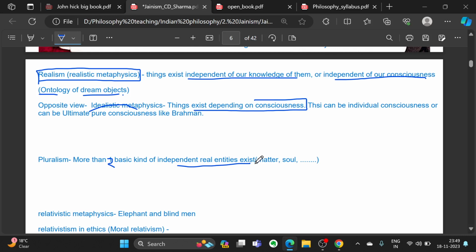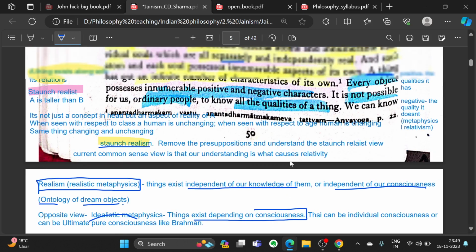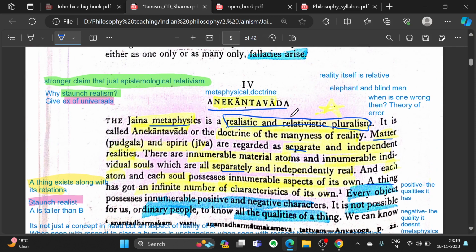In Jainism, it is a pluralistic school. There will be more than two kinds of entities. Matter and soul will be two, and there will be more entities as well, which we will come across later in this chapter. Okay. Now, the third term is relativism in the context of metaphysics. So, what is metaphysical relativism in Jaina philosophy? This is the main crux of Anekantvada, right?